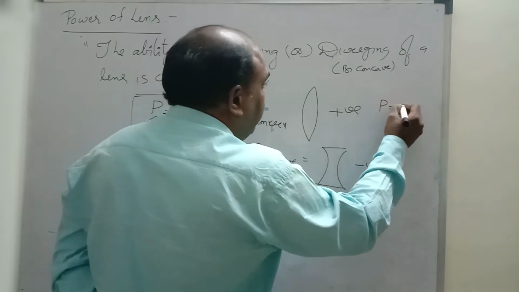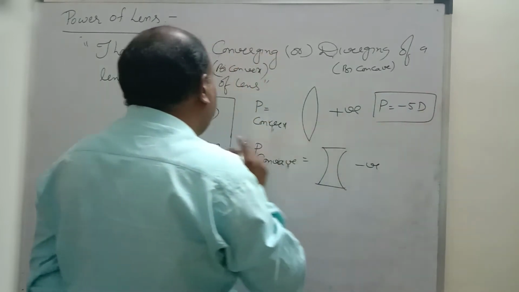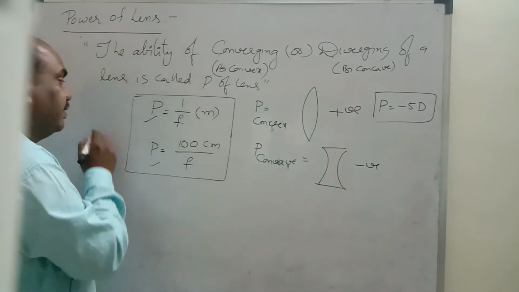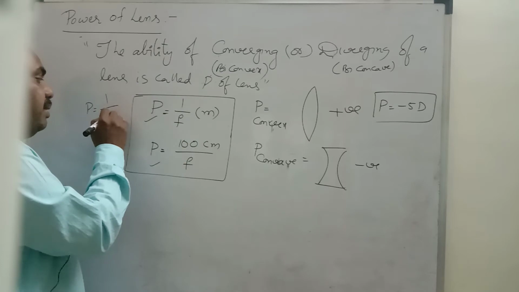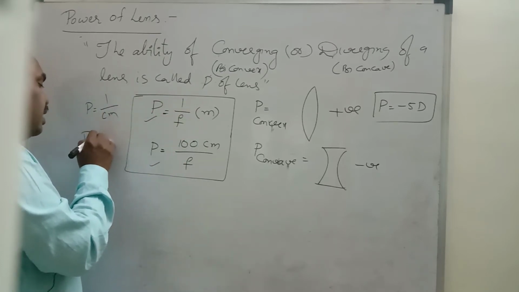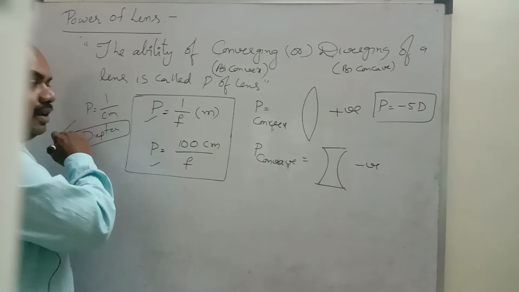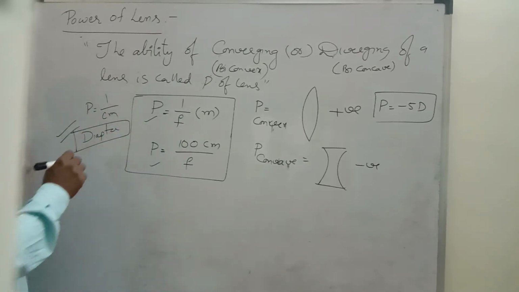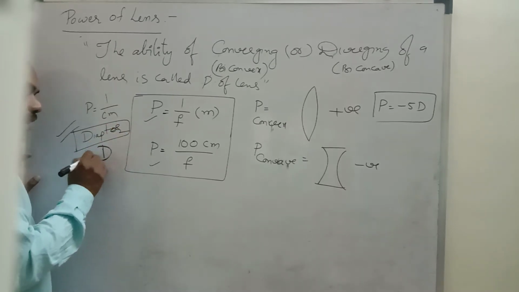The doctor suggested -5 diopter. Diopter is the unit of power of lens. What is the power of lens unit? Based on this formula it is 1 by centimeter, but the standard unit is the diopter. Diopter is the SI unit of power of lens. Power of lens unit is a diopter, and it is denoted by capital D.